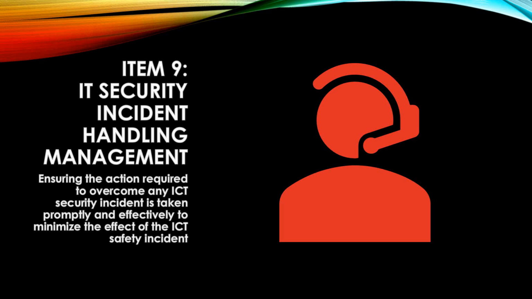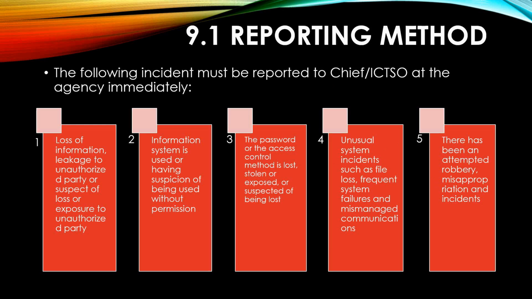This policy is for ensuring the action required to overcome any ICT security incident is taken promptly and effectively to minimize the effect of the ICT security incident. In Item 9, we have sub-item 9.1, which is the reporting method. We have several types of incident that must be reported to the Chief at the agency if any of them occur.